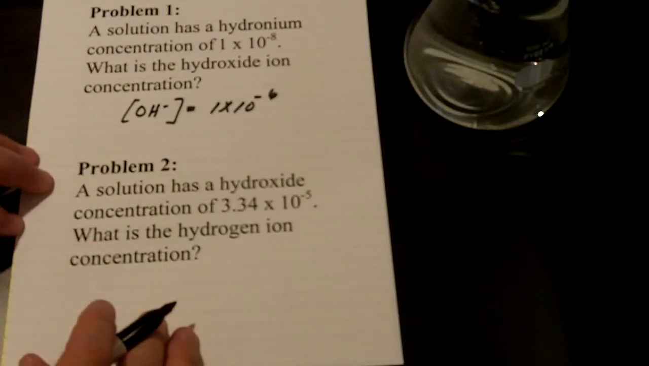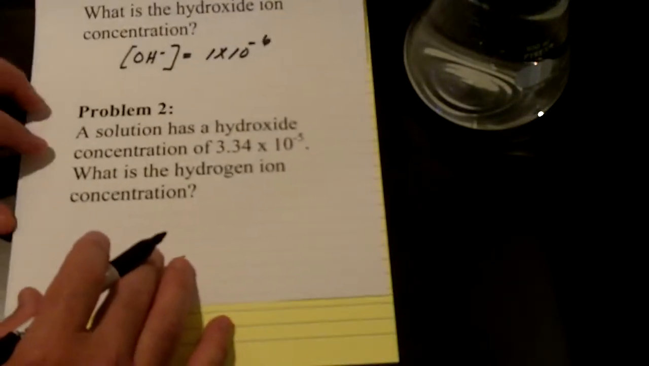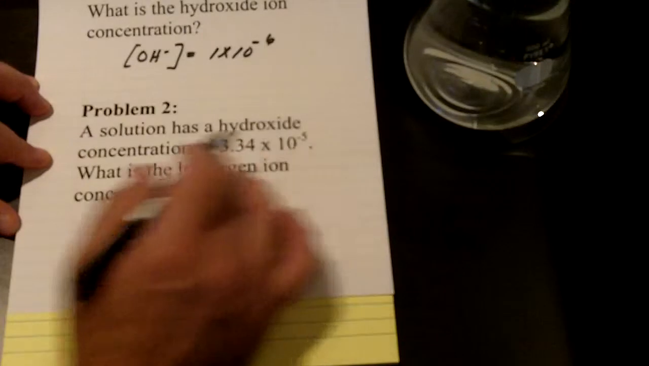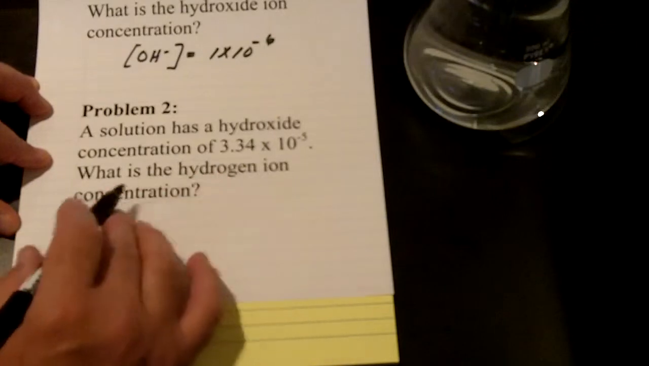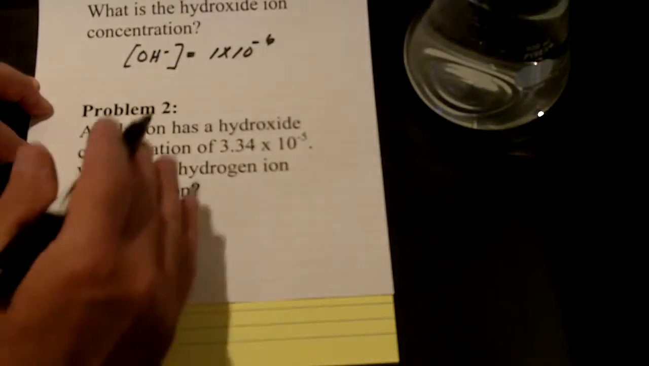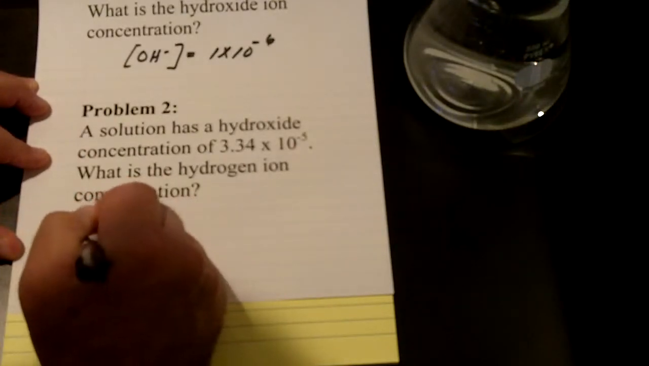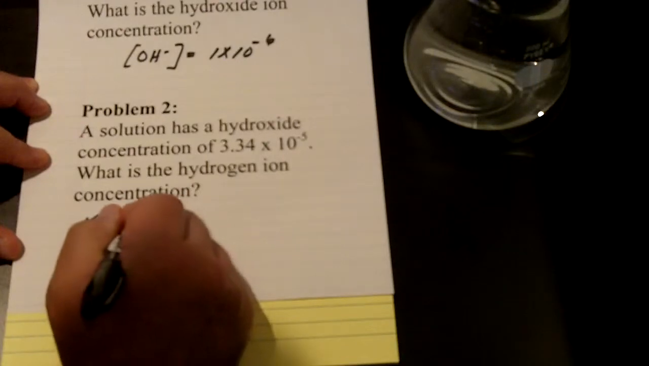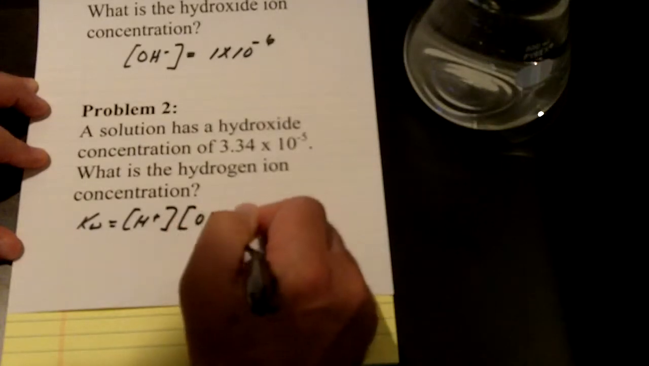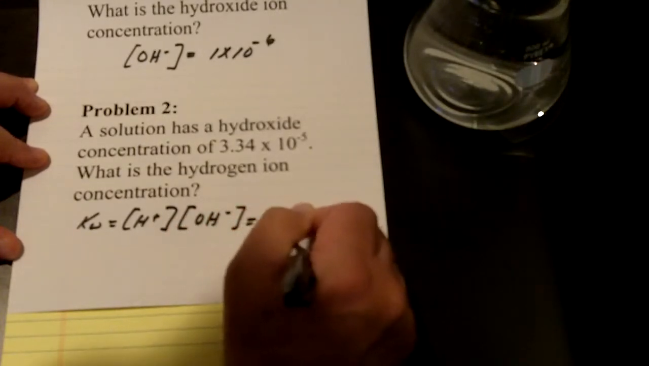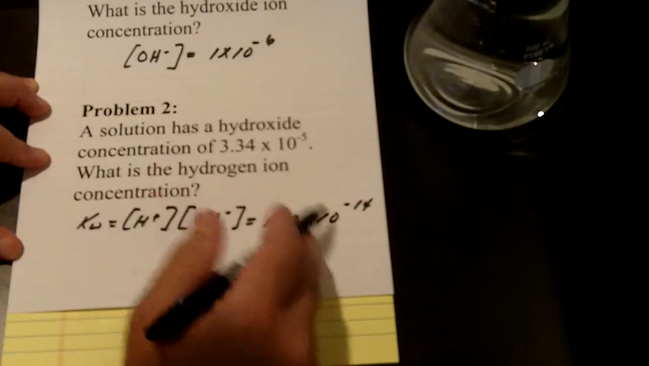Number 2 says a solution has a hydroxide concentration of 3.34 times 10 to the negative 5. 3.34 times 10 to the negative 5 is my hydroxide ion concentration. The question is, what is the hydrogen ion concentration? Well, we've already said that once we know Kw, the relationship between hydrogen ion concentration and hydroxide ion concentration is 1.00 times 10 to the negative 14. If you give me one, I'll be able to figure out the other one.